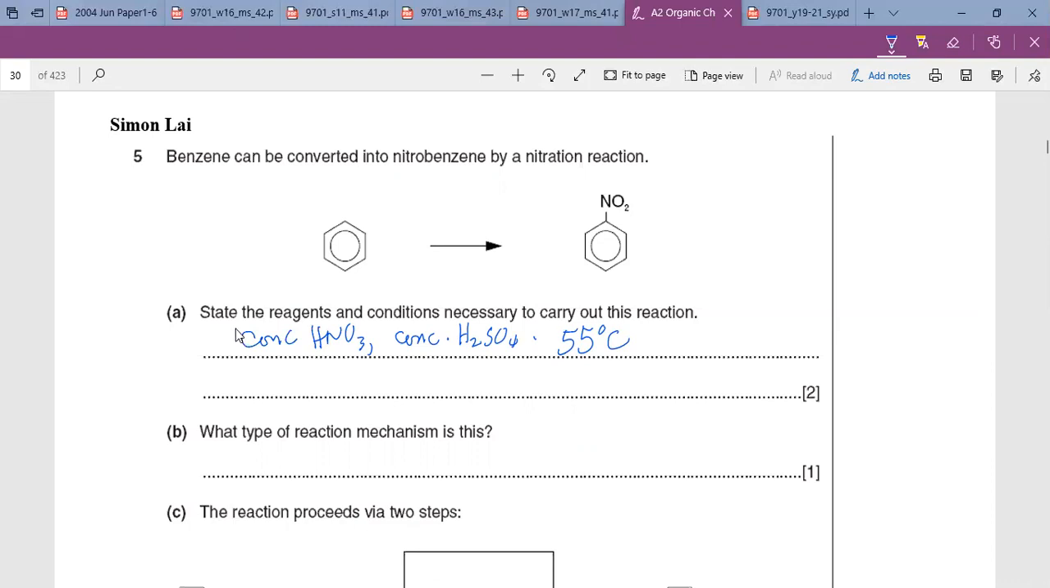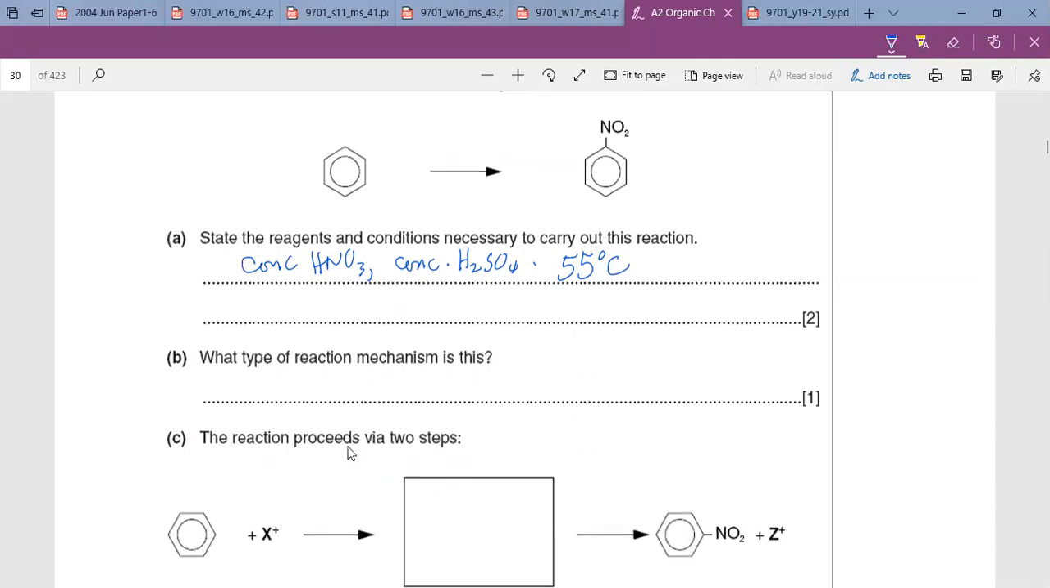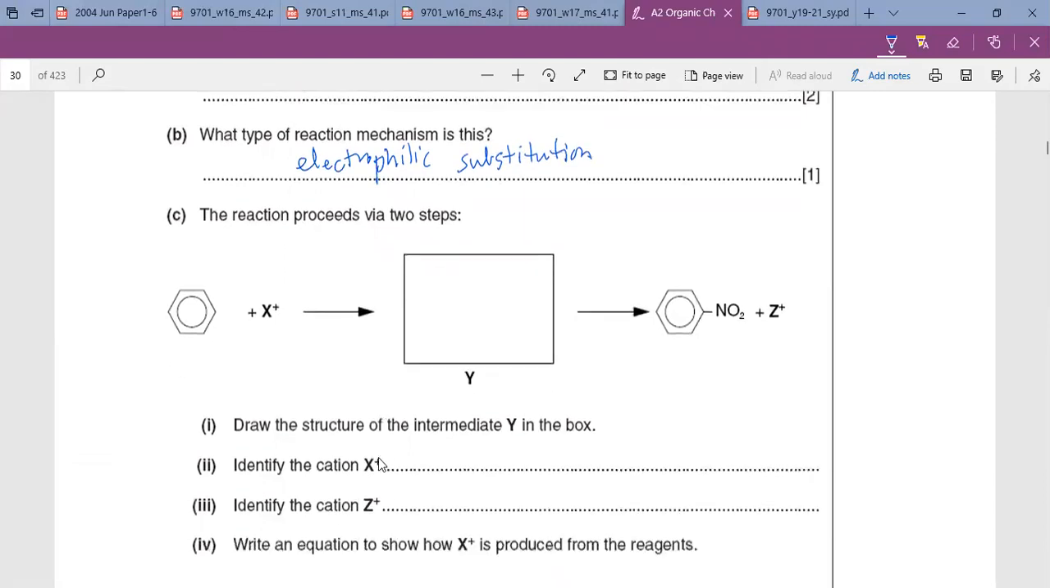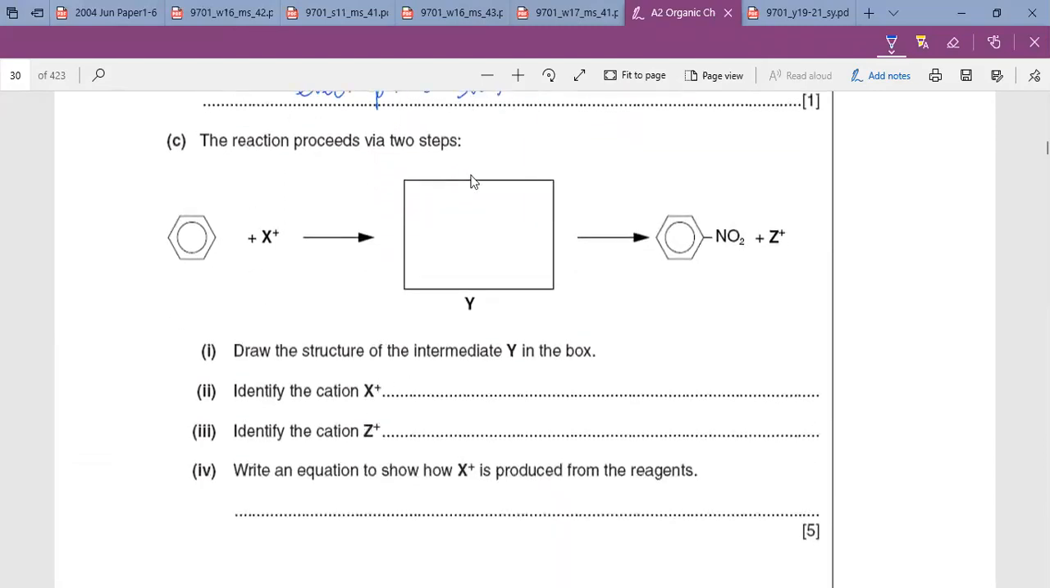Standard one. What type of reaction is this? Very simple. Electrophilic substitution. So simple, of course, simple if you know. Memorize: substitution. So is it 3 marks? So simple here. The mechanism proceeds via 2 steps. Now, this whole thing is so simple, no?